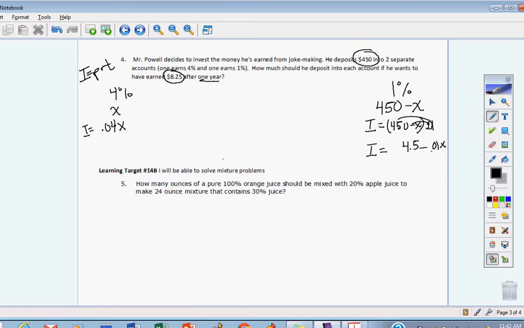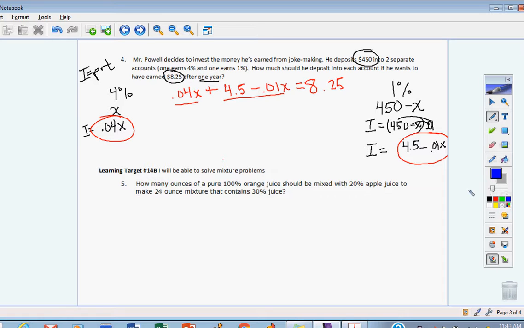Okay, but here's the deal now. I have some money that I'm making at 1%. I have some money that I'm making at 4%. I need to add these two together. I need to take 0.04x, and I need to add to that this one over here, the 4.5 minus 0.01x, because this is the amount I'm going to earn here, this is the amount I'm going to earn over there. Add those together and I'll get my total earnings that the problem told me of 8.25. So that goes over there.